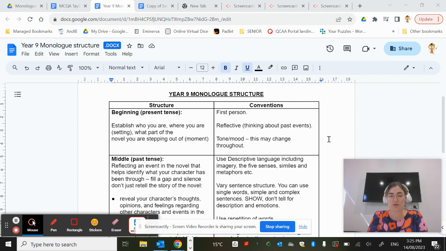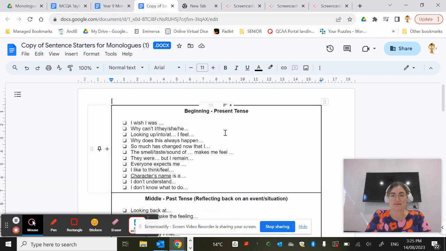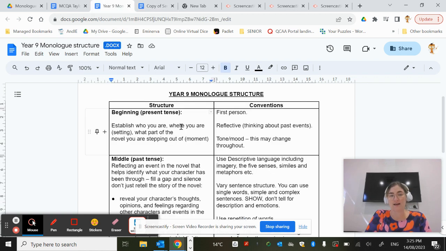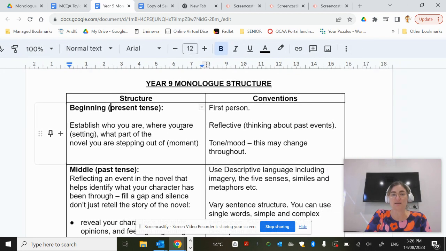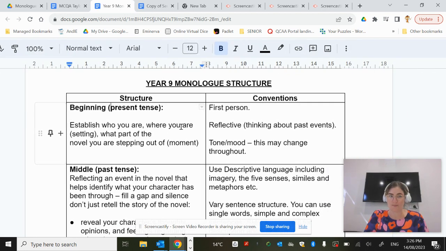So, in your monologue, when we look at the structural features, it begins in the present tense. So you are there. You might start with a present tense sentence starter, and you'll have this list of sentence starters from your teacher. So, things like, why does this always happen to me? Or so much has changed. Or everyone expects me to be like this, or this. It is all present tense. It's showing your feelings and your mood in the moment, which leads into reflecting on the past.